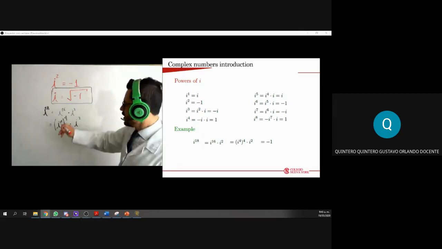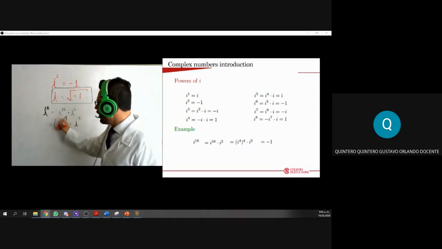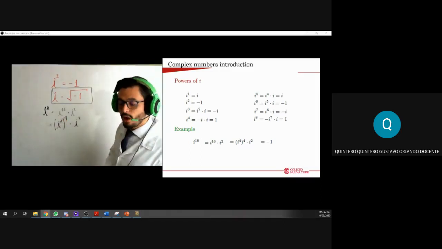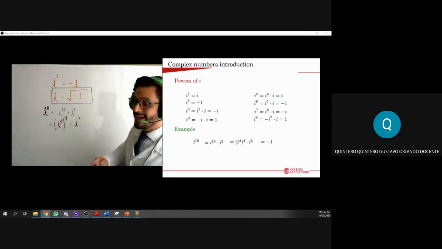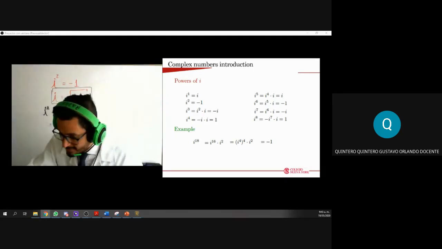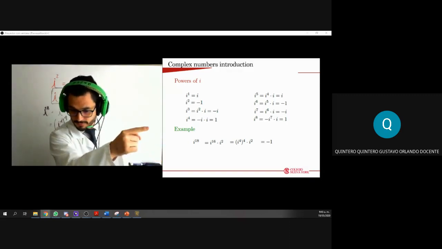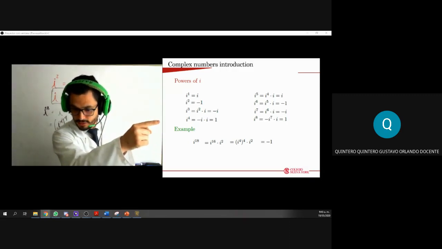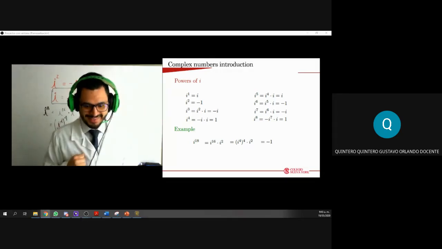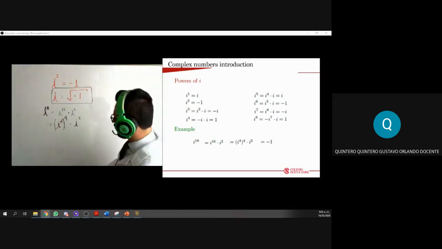Look at this. We know how much is I to the fourth power. We know how much is that. That, according to our little table, is 1, right? Look at that. That's what it says over there, I to the fourth. There, I to the fourth. So we know from here.